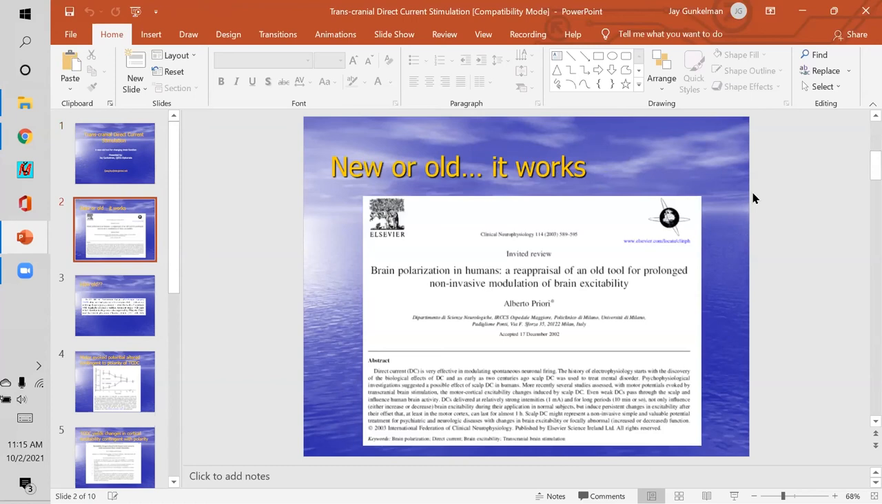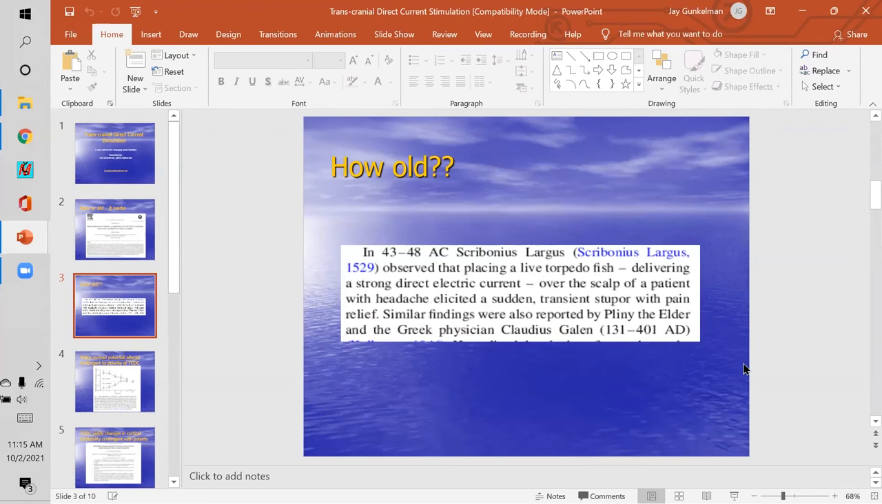It's been around for a long, long time. How long? Well, when Claudius Galen and Pliny the Elder were using it back in the early years, it goes way back. Now, they weren't as fine and advanced as us. They used a slimy fish. We've gotten rid of the slimy fish and we use slimy sponge discs, but basically we're not that much further advanced than they were. It's still a crude technique to excite or inhibit cortical areas.